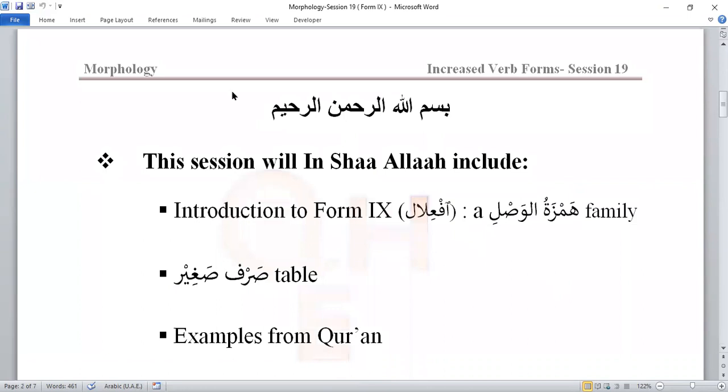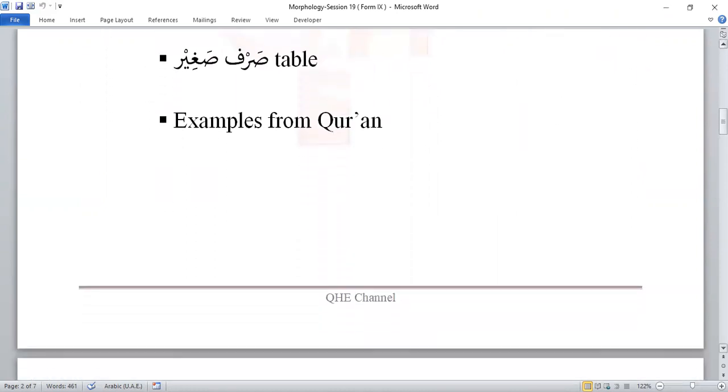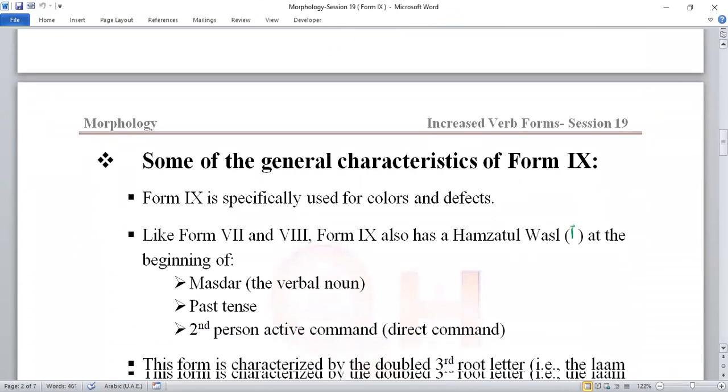In this session, we are going to go over the introduction to Form 9. This is also called the Hamzatul Wasl family, the way we learned about Form 7 and Form 8. We are going to go over the Saghir table, and we are going to look into some examples from Quran. Now let's learn about some of the basic information about Form 9.